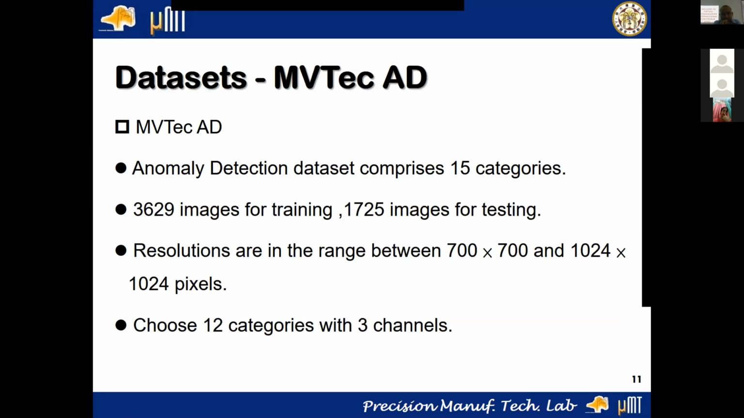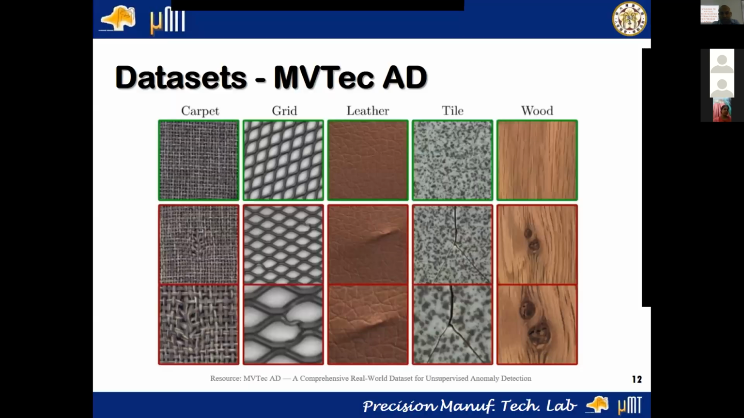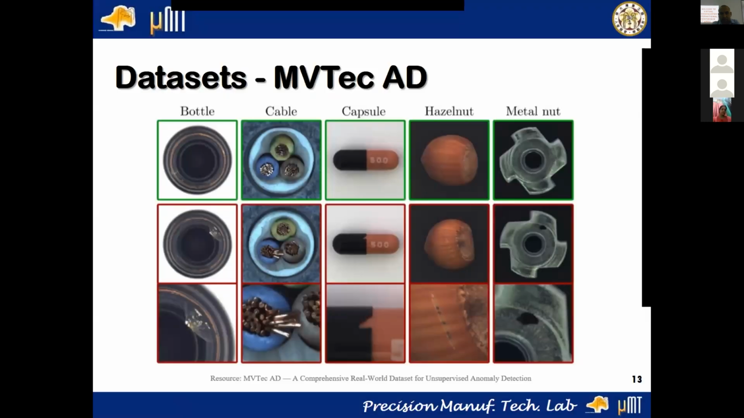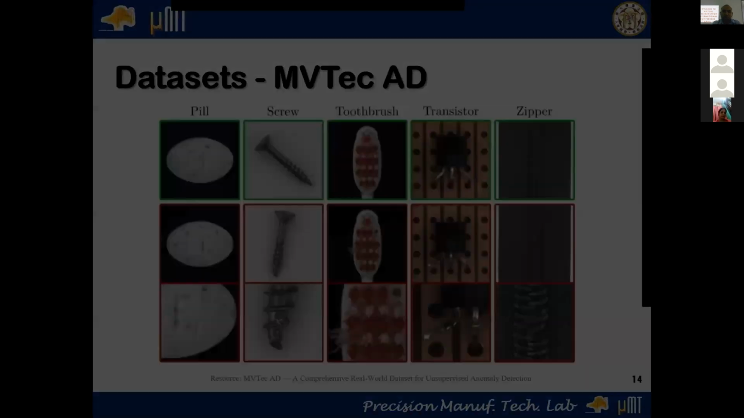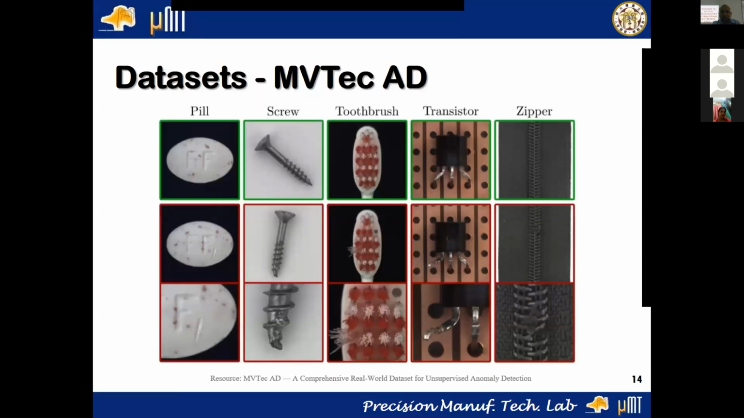The first dataset used in this paper is MVTec AD. It's an anomaly detection dataset comprising 15 categories. We choose 12 categories with 3 channels to test the proposed method. Here are the categories of MVTec AD, including carpet, grid, leather, tile, wood, bottle, cable, capsule, hazelnut, metal nut, pill, screw, toothbrush, transistor, and zipper.